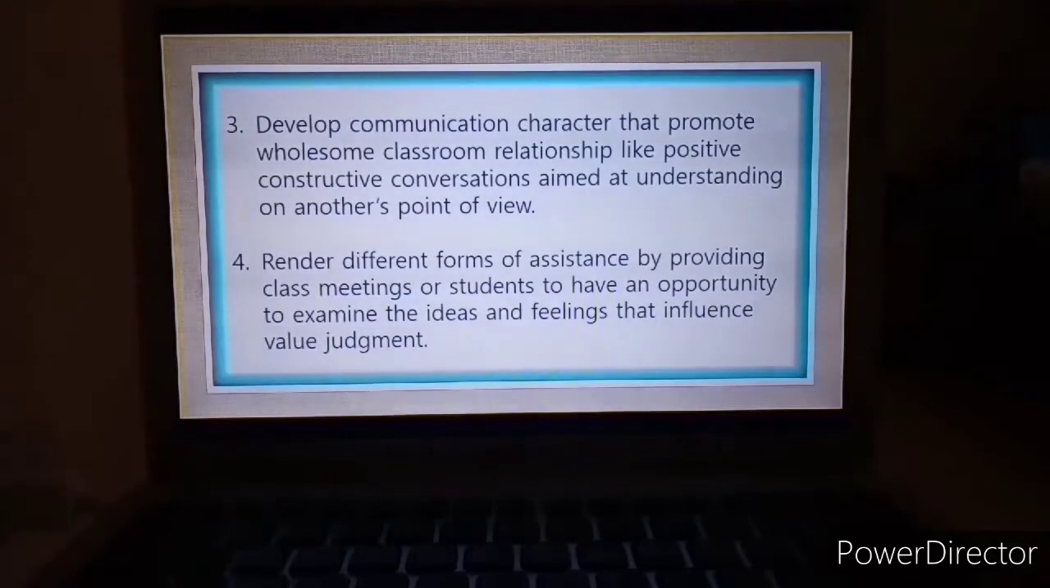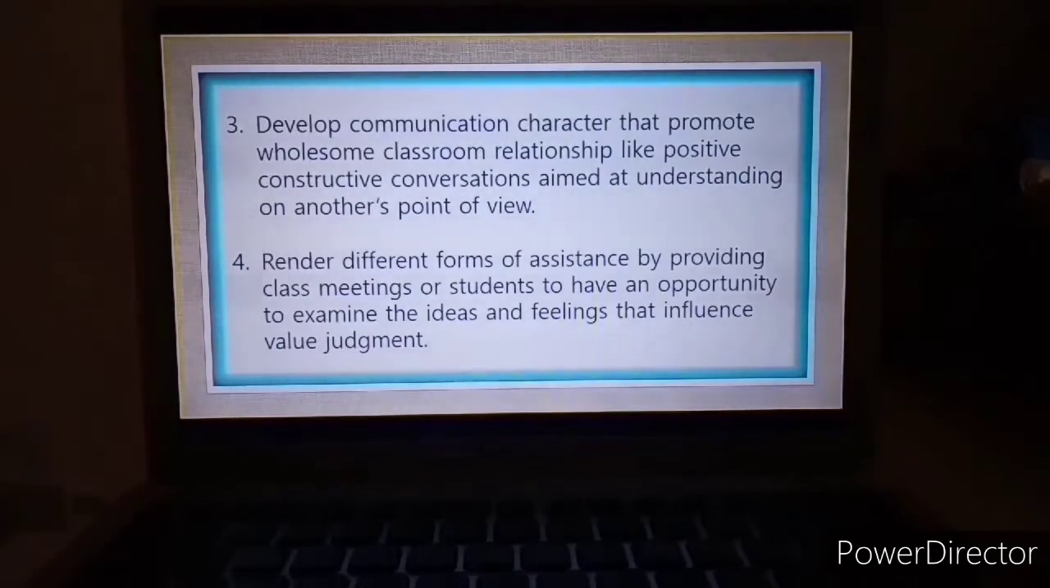So number 4, render different forms of assistance by providing class meetings for students to have an opportunity to examine the ideas and feelings that influence value judgment. So as a teacher, we must conduct a classroom meeting or homeroom meetings to discuss different matters to improve classroom management relationships and make changes to improve teaching and learning.